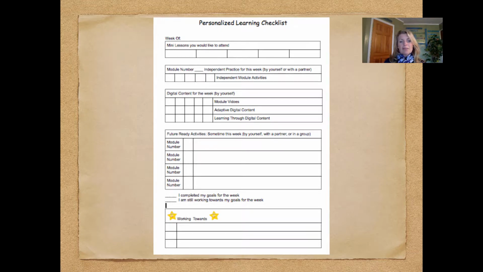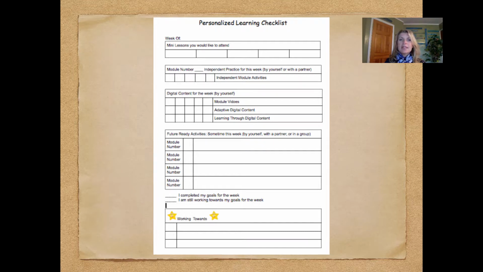Then they're going to be talking about future-ready activities. Which module number and which activity did they pick? At this point in time, I'm giving them choice in which way they could do it, but I'm also still guiding them until they have enough different future-ready skills that they can try to create their own.